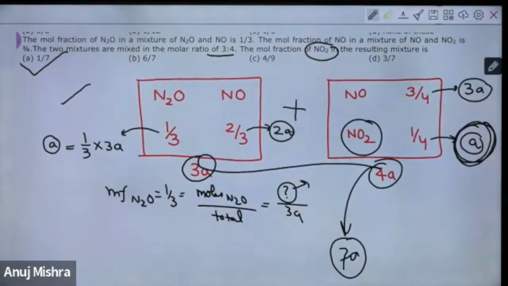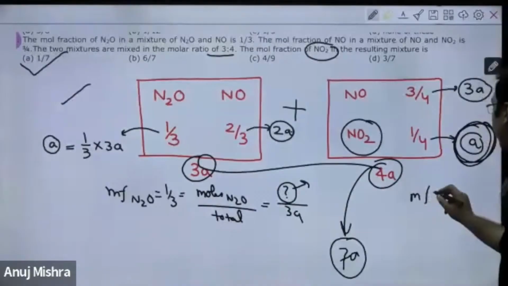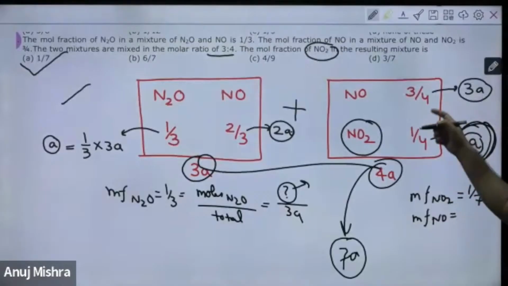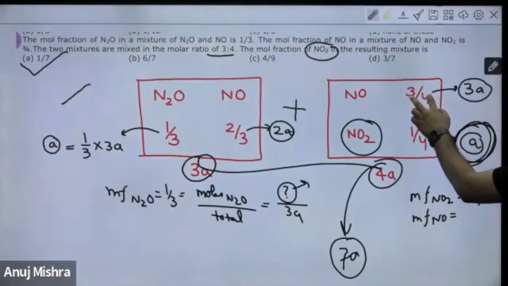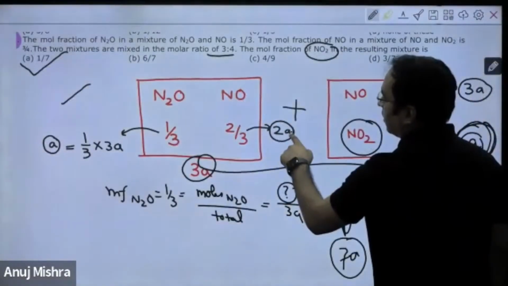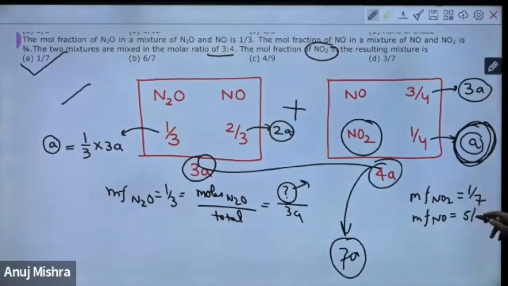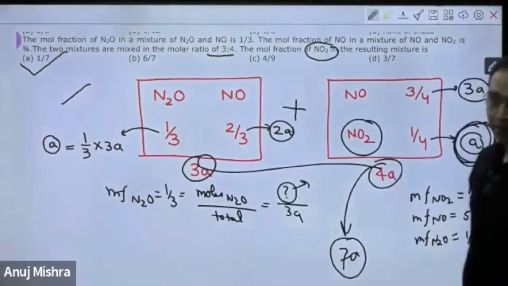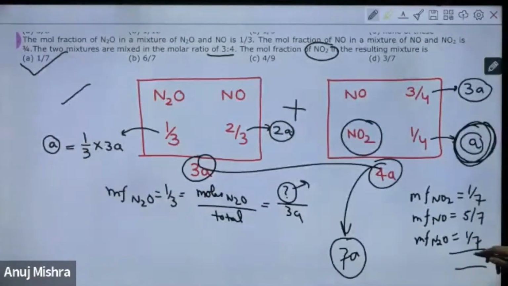N2O, NO, NO2. If a question comes, what is the mole fraction of NO2? 1/7. Let's try the mole fraction of NO. How much is NO here? 3A. And here, how much? 3A and 2A, so 5A. So what will this value be? 5/7. Okay, tell me the mole fraction of N2O without solving. 1/7. Let's check. N2 is how much? A/7. Did you get it? If you add all of them, it will be 1.